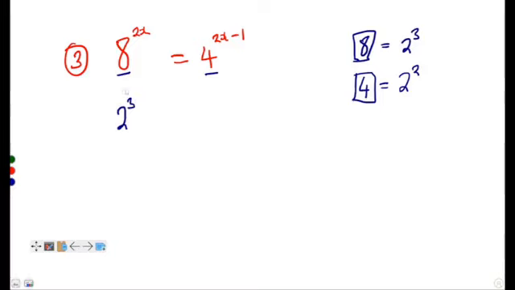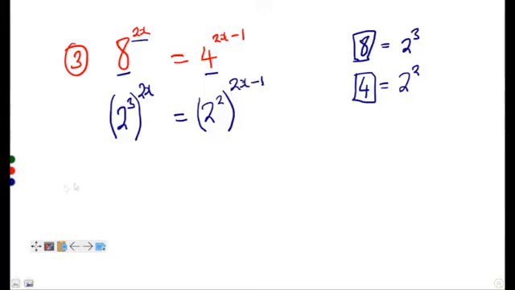This is the same as 8. In brackets, it was having this power, which is 2x, equal to the right hand side. We are also going to do the same. We are going to write 2 to the power 2 in brackets. We have 2x minus 1.